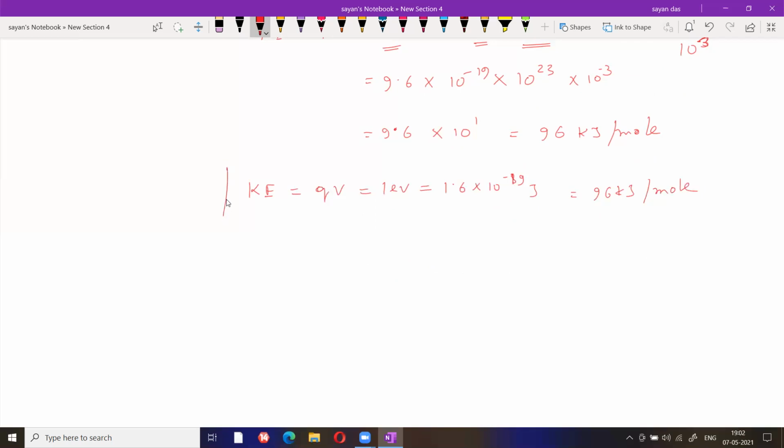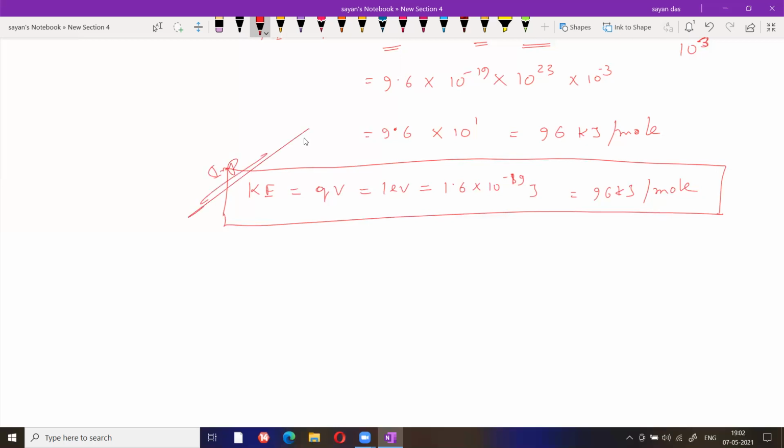And this value is very, very important. It is required in each and every case. Okay, any doubt in this part? Now I am giving one question, try to solve it.